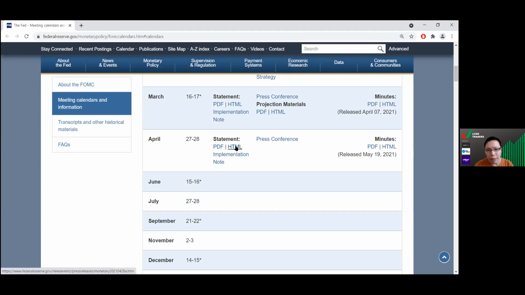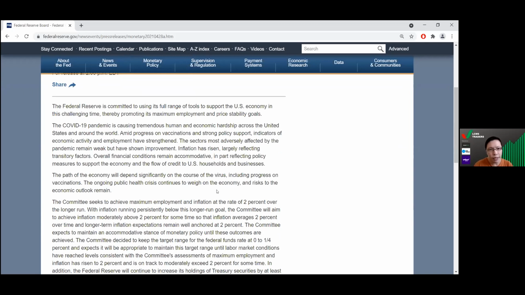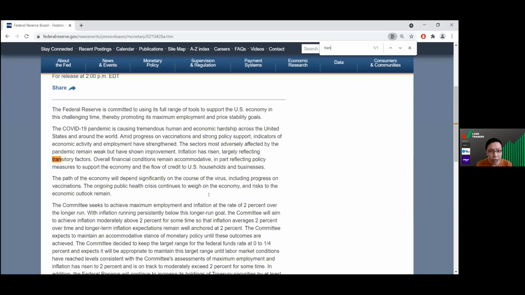So usually I'll go to the HTML version because it's easier to read. The statement will look something like this. Now, what do you want to pay attention to in the statement? As you guys know, inflation has been rising quite a lot over the past 3 months, for March, April, and May. The Fed actually dismissed this rise in inflation as transitory. So where is the word transitory? Over here, we can see that inflation has risen, largely reflecting transitory factors.